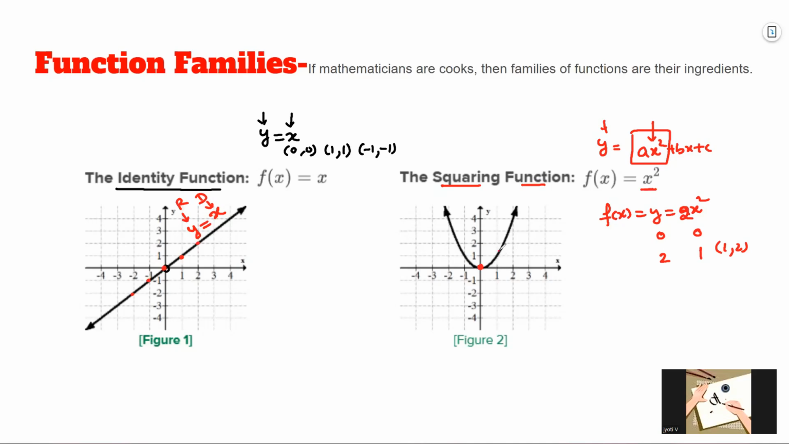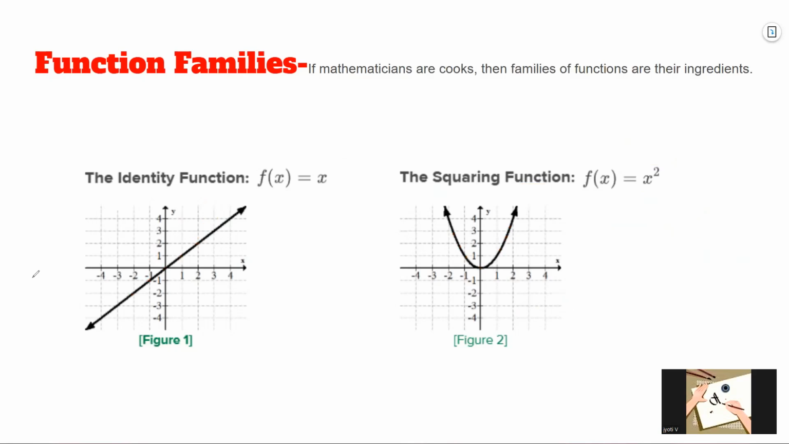And with those coordinates, when we connect, we get a parabolic function. So this is a parabolic function. Parabola is basically what we get for a quadratic equation graph or a squaring function.